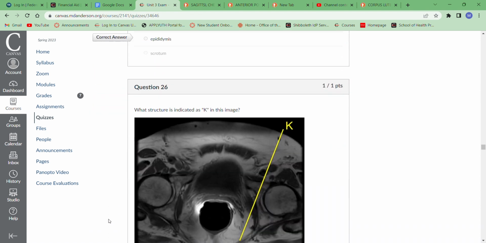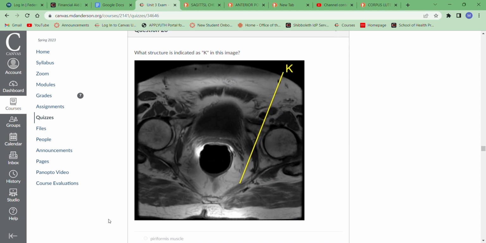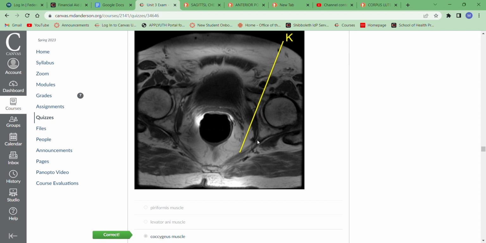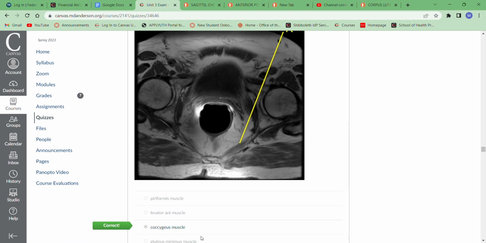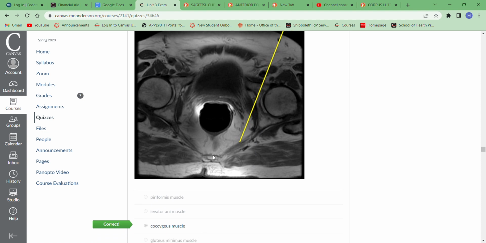What structure is indicated as K in this image? What are we looking at here? K. I don't know, but that is a structure that looks like it's forming a bridge between the coccyx and the ischium. I think that's the ischium. If you scroll a little bit further up, it turns into the ilium. So there's not a clear breaking point that I've memorized. So I said coccygeus muscle and I got it right just because I know that it attaches to the coccyx.